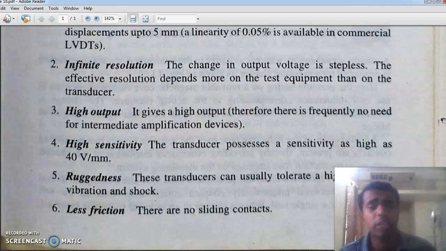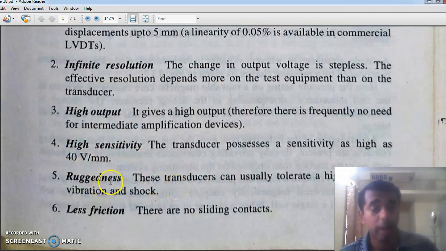Then you can expect very high output. That is, there is no need for any intermediate devices or instrumentation amplifiers, because the output itself is very high and the sensitivity is very high also. You can expect high sensitivities for LVDT, up to 40 volt per millimeter. That is, if you have a 1 millimeter displacement, you can get a voltage output of 40 volt. That is relatively high.